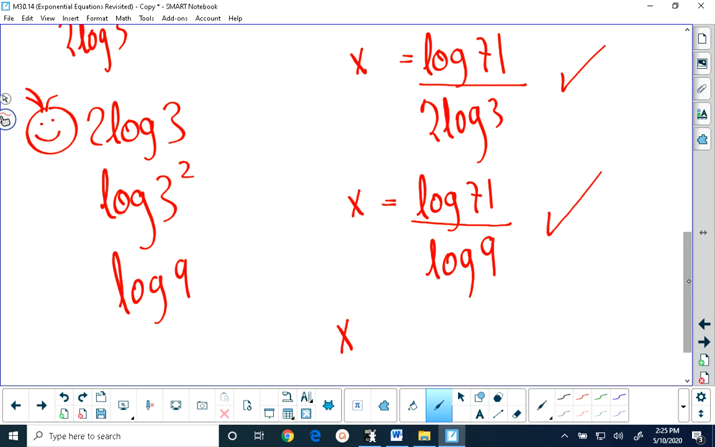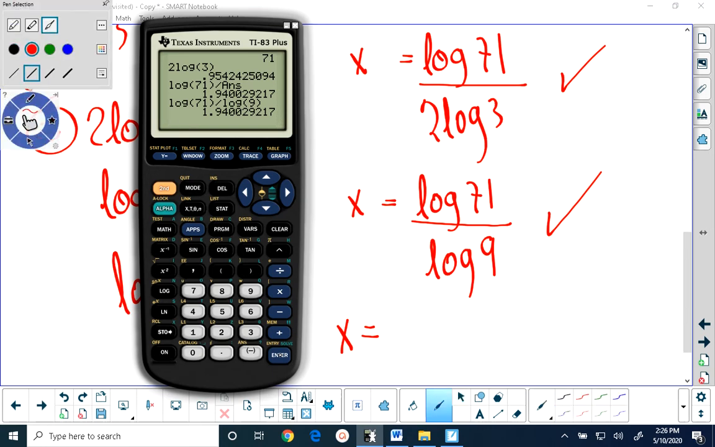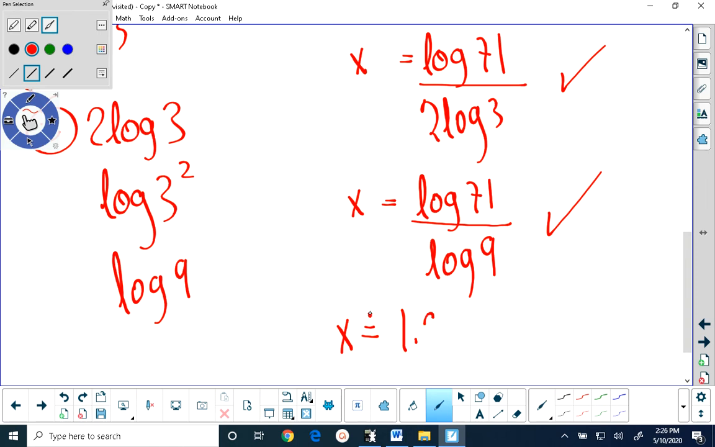If I want to know the decimal approximation, of course, then I can use my calculator. I'll just briefly show you that if you take 2 log 3 and you take log of 71 divided by that, you get 1.94. And if I had taken log of 71 divided by log of 9, I still get the 1.94. So the decimal approximation to the nearest tenth is 1.9.